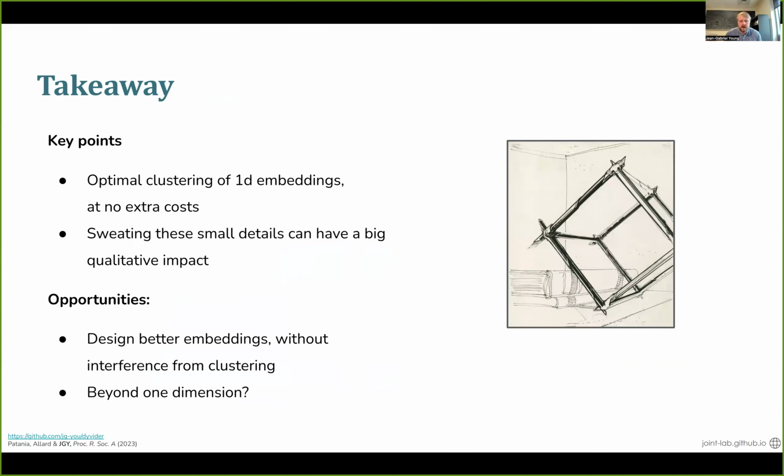Okay. And so my takeaway here is that we now have this optimal clustering of 1D embeddings that we can do. It's literally not more costly than anything else. There are proofs in the papers showing that the existing heuristics are actually as expensive as doing it right, so there's no reason not to do it right. And sweating these small details can give you pretty interestingly different solutions.